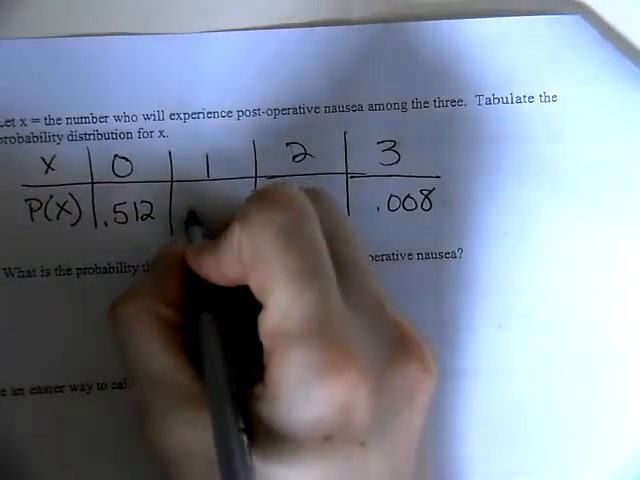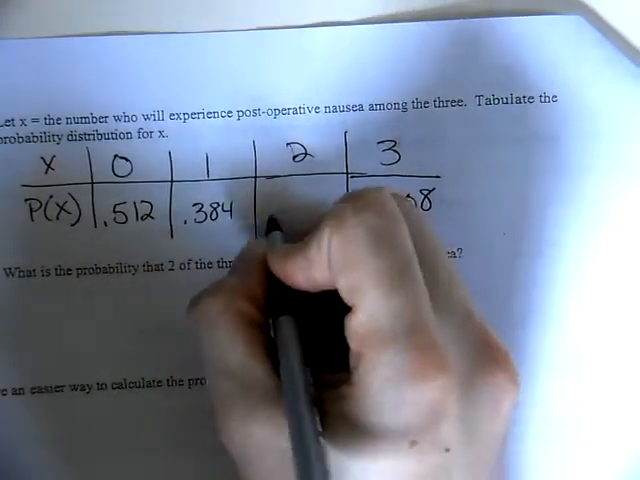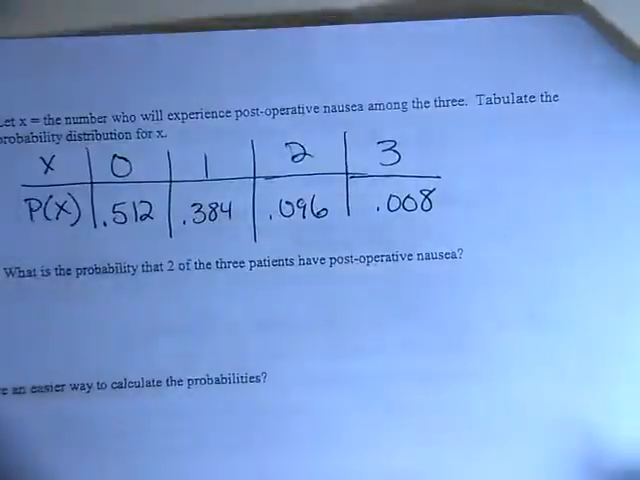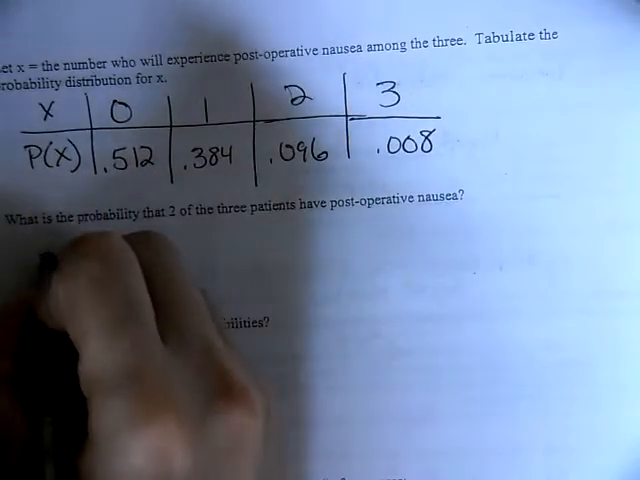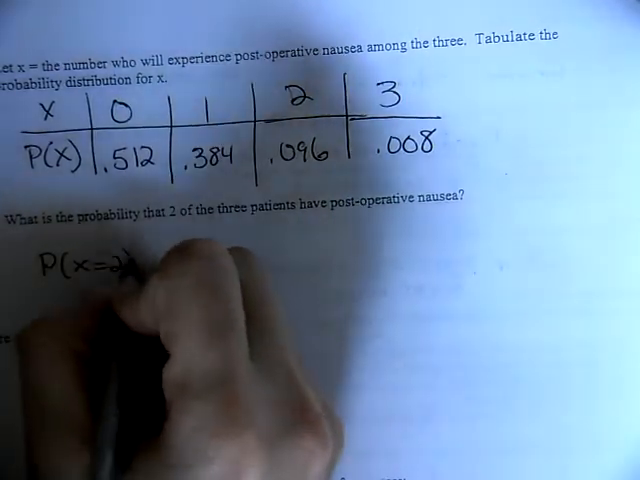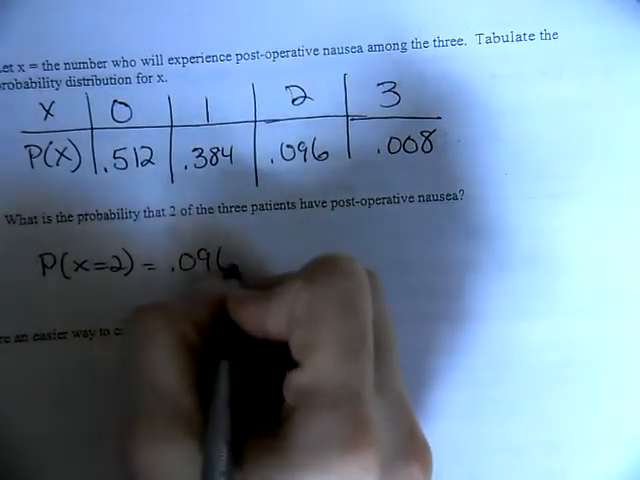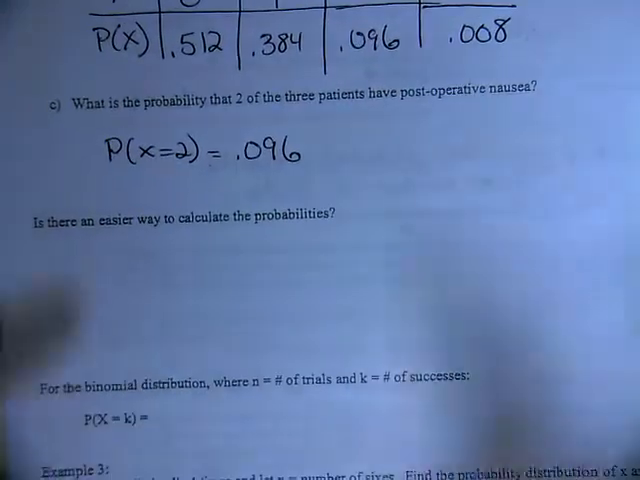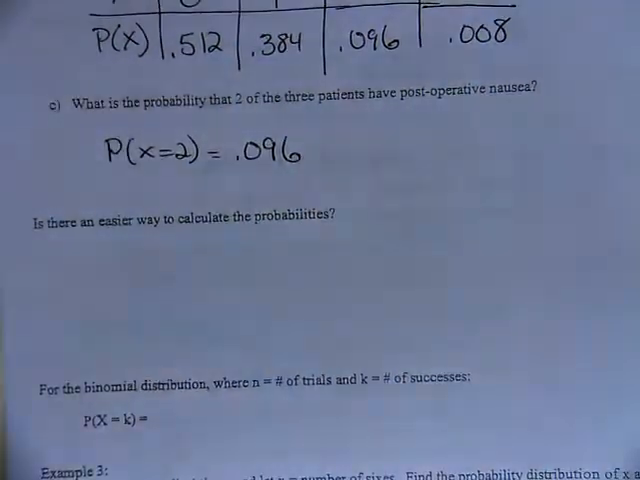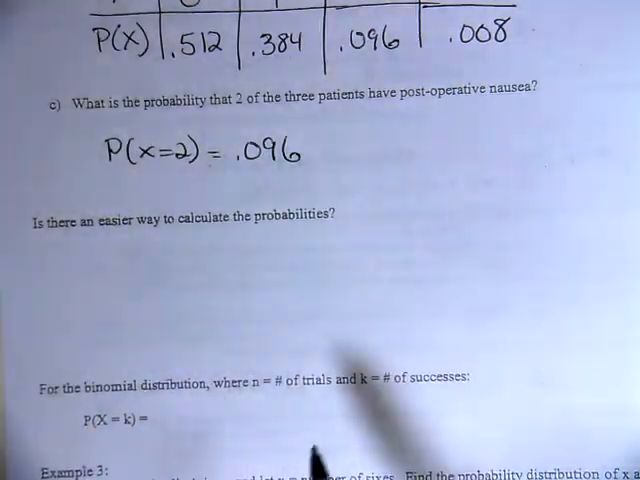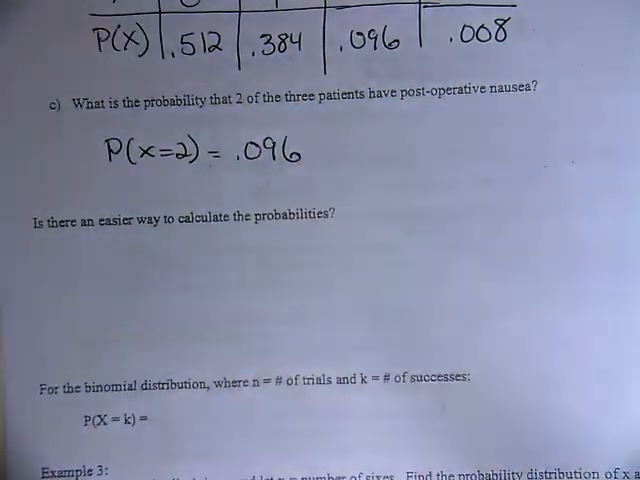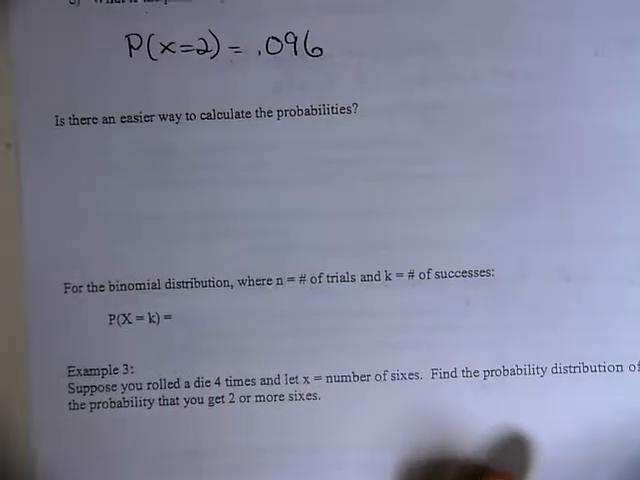So when you add them up, 0.384, 0.096. So what's the probability that 2 of the 3 patients have postoperative nausea? So X equals 2, 0.096. So is there an easier way to do this? Yes. So this is where the Chapter 7 stuff comes in. You've done Chapter 6. That's what you would have done in the past. Now we're going to do Chapter 7.